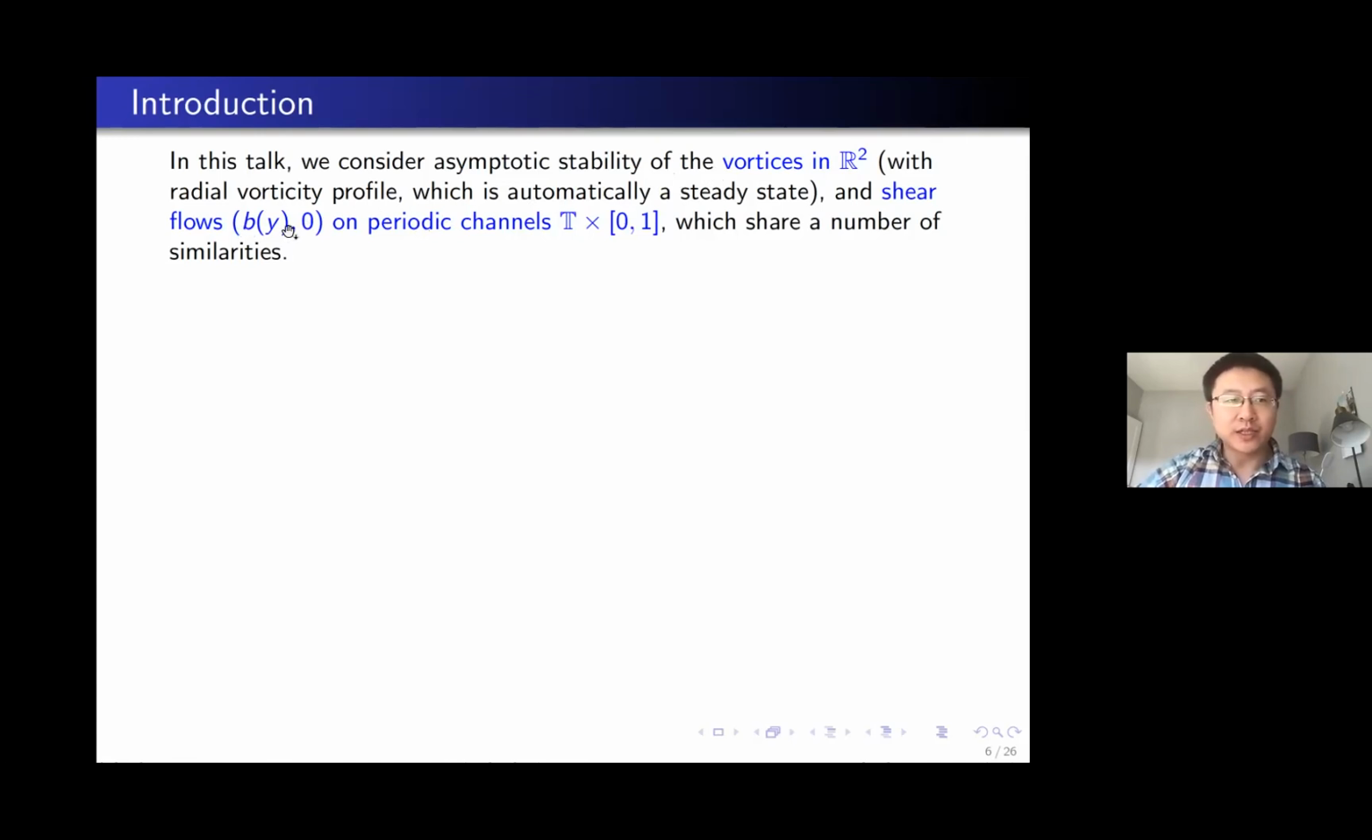Another situation we study is a shear flow. Shear flows are parallel flows where the velocity field is only along one direction and depends only on the y variable. Here we study the domain given by the periodic channel, so x is periodic and y is from 0 to 1. This looks a little funny, right? But I view this as a model for the vortices, because in polar coordinates you have theta and r, and theta is automatically periodic with period 2 pi. That corresponds exactly to x.